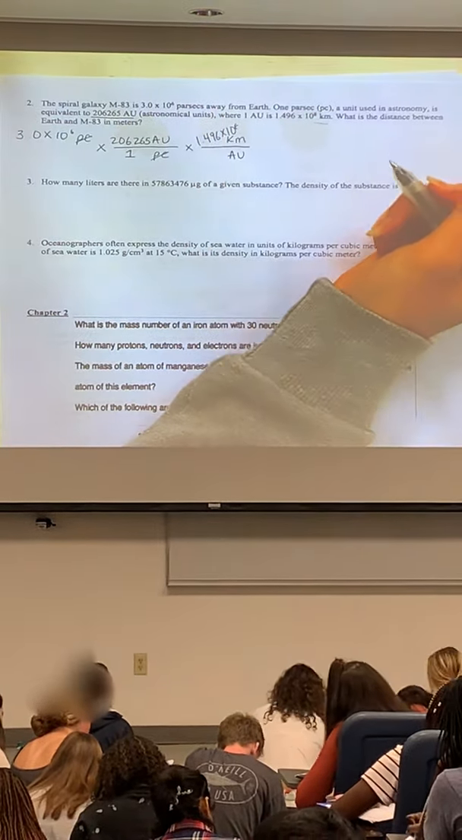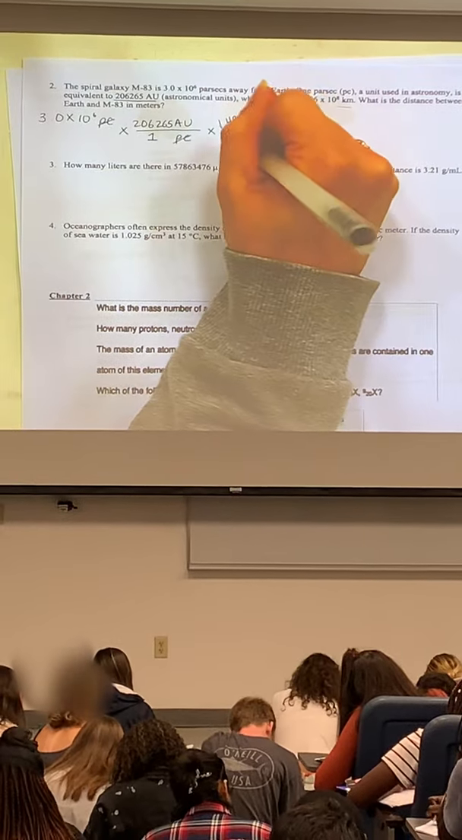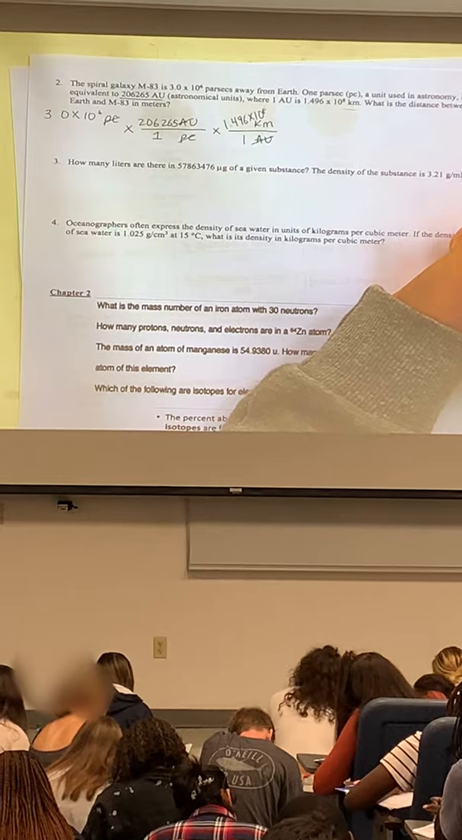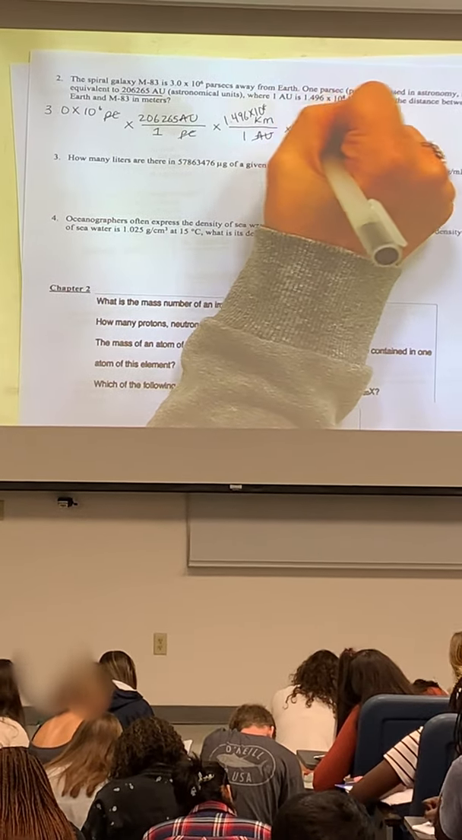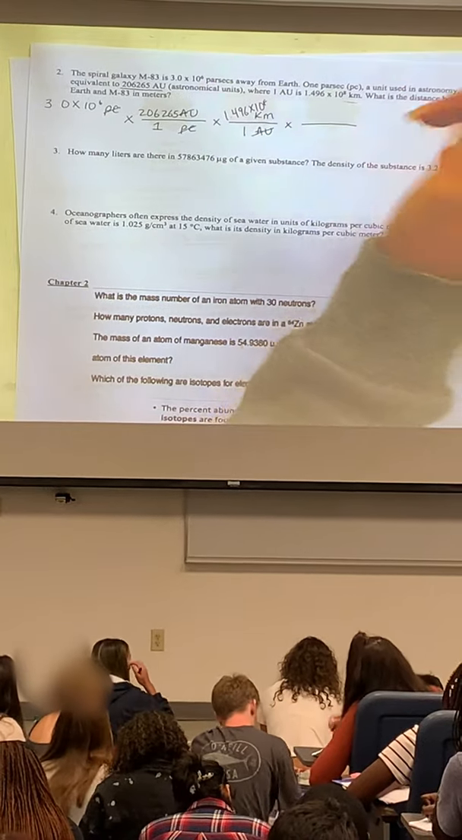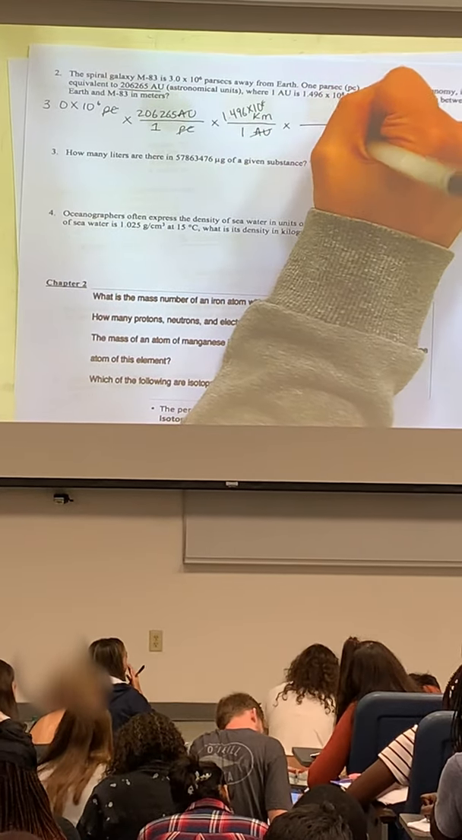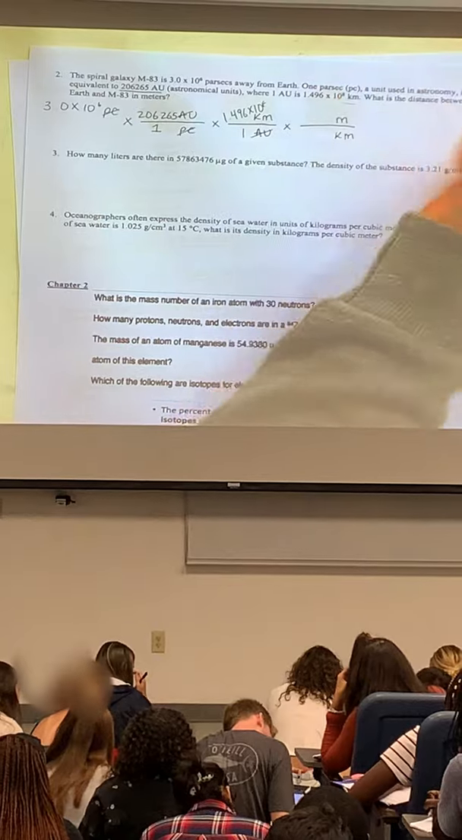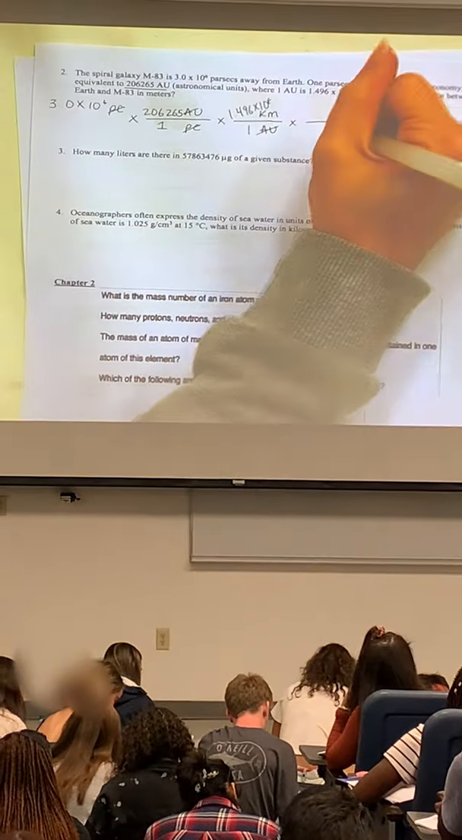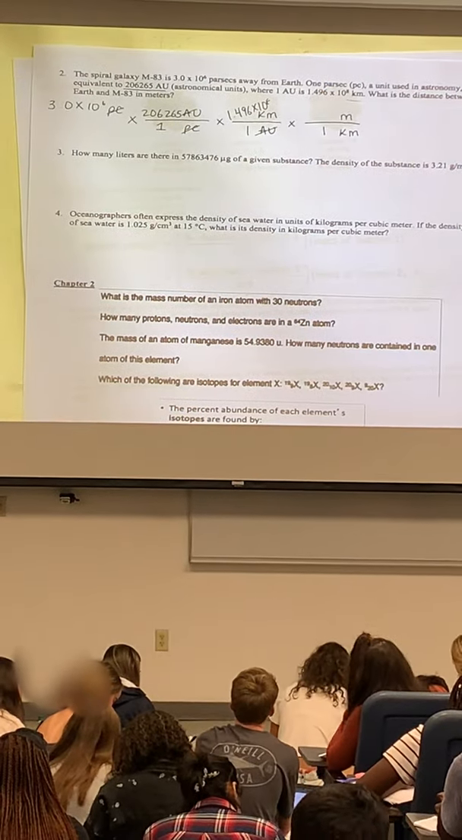And what number goes in front of AUs? Right. Now, if we have to convert from kilometers to meters, how would we do that? Where are we putting our units first? Kilometers in the bottom, meters in the top. Which one is larger? Kilometers is larger, so I'm going to put a 1 in front of kilometers.